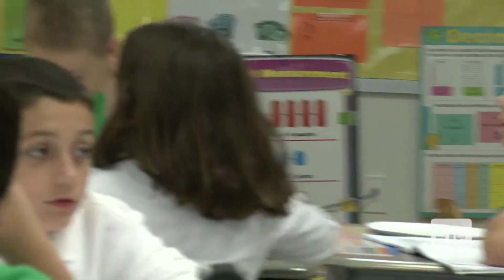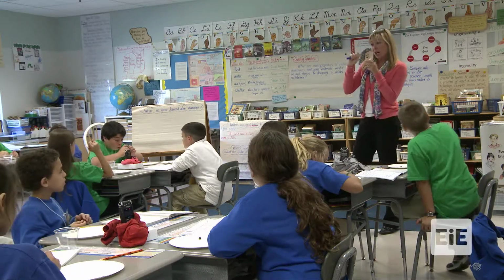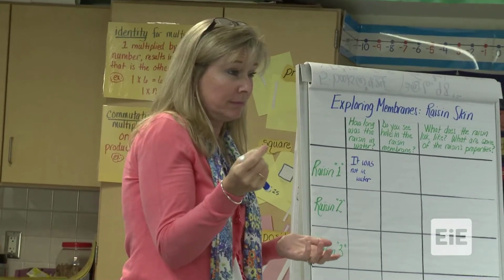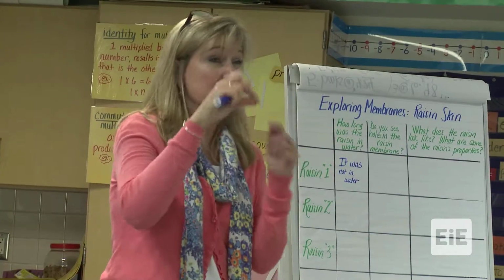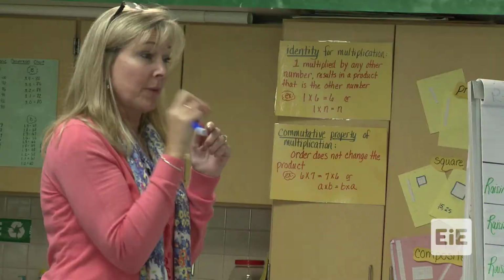Okay, so do you think maybe those holes or that hole is from the stem of the raisin? You know how the... Yeah. What was it before it was a raisin? A grape, okay. Well, how do grapes grow? On vines, so there's a stem, right? So do you think maybe that hole could be from the stem?